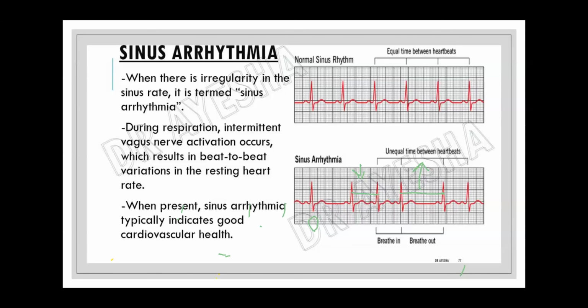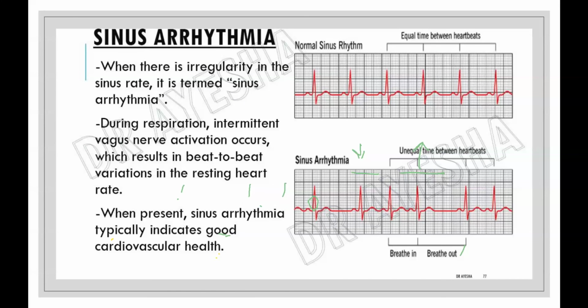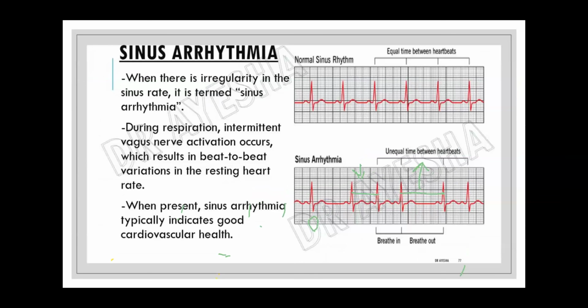Now, what I told you, whenever the rhythm is irregular, you should see P wave. Yeah, I can see P wave, P wave. I am very, very happy, because I can accept this irregular rhythm if it is all preceded by the P wave. So we call it sinus arrhythmia.